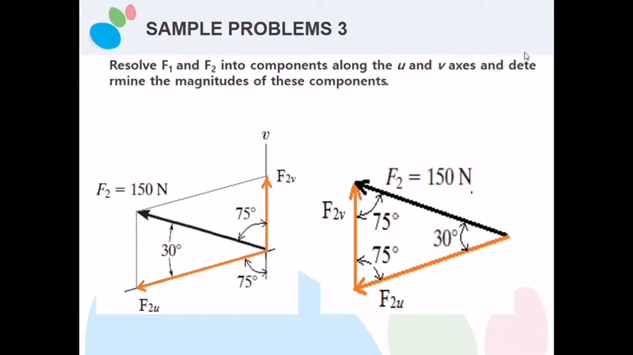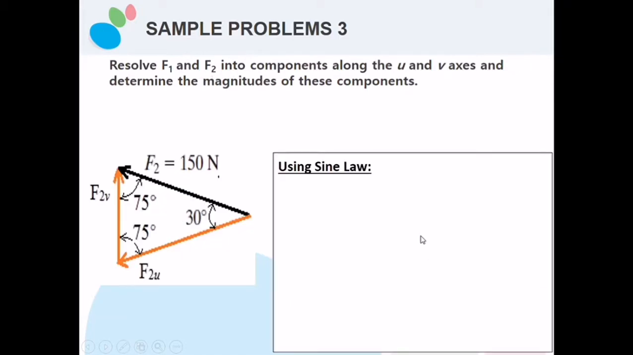Now, what will be the most suitable law for this kind of situation, where we have given variables? Based on inspection, we can say that we can use the sine law, because all the opposite angles are given already. So again, let us use sine law. By using sine law, 150 Newton divided by its opposite angle, which is sine 75 degrees, equals f sub 2u divided by sine of its opposite angle, which is 75 degrees.